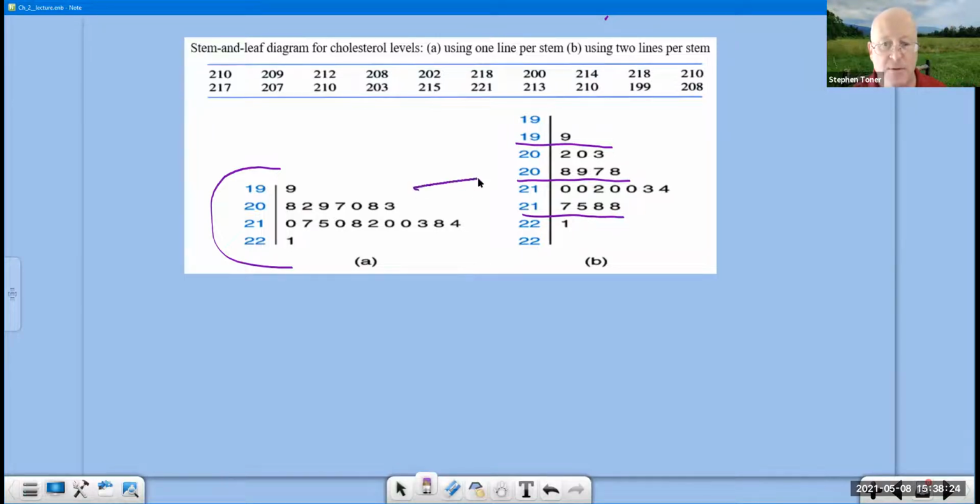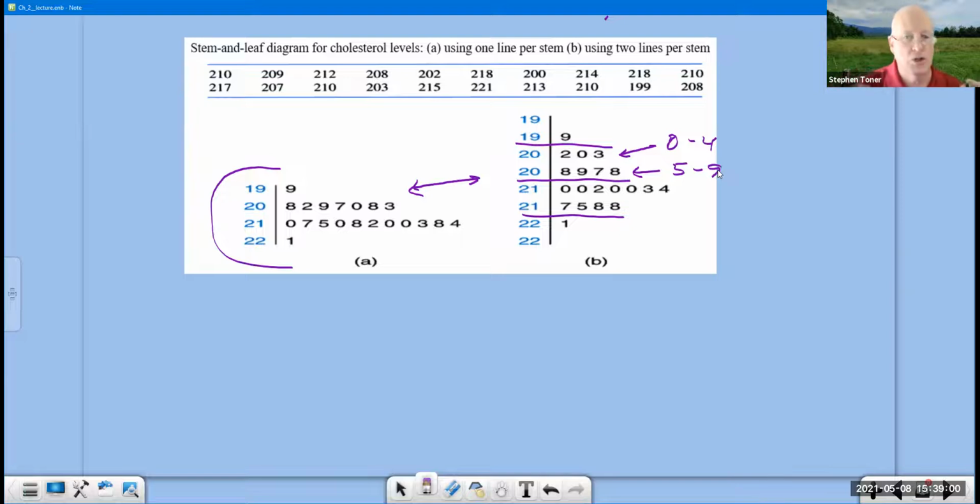It's the same information in both of these, but sometimes you find something interesting. Now, when you do split them up, one of the rows contains the 0 through 4, and the next row contains the 5 through 9s. We use the rules for rounding, where 0 through 4 says to round down and 5 through 9 says to round up. We use that to determine which row, or which stem, each leaf goes with.